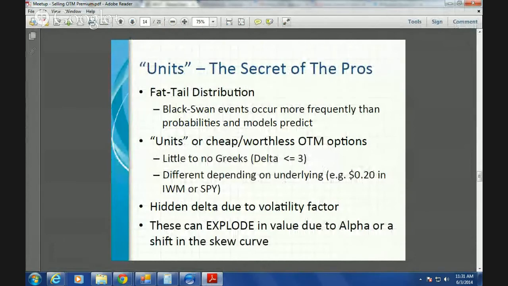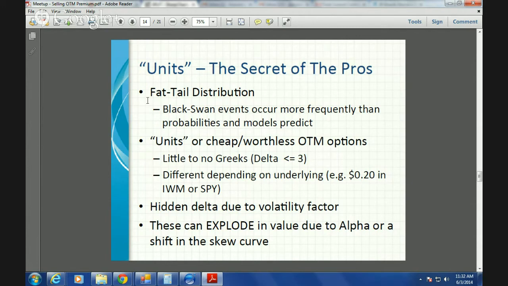So let's talk a little bit about units. Mark Sebastian, if you've ever read his blog or his book, or seen him, he calls them the secret to the pros. Let's talk a little bit about why. There's a thing called fat tail distribution. I don't know if you've ever heard of it, but essentially it says that black swan events occur more frequently than probabilities and models predict.